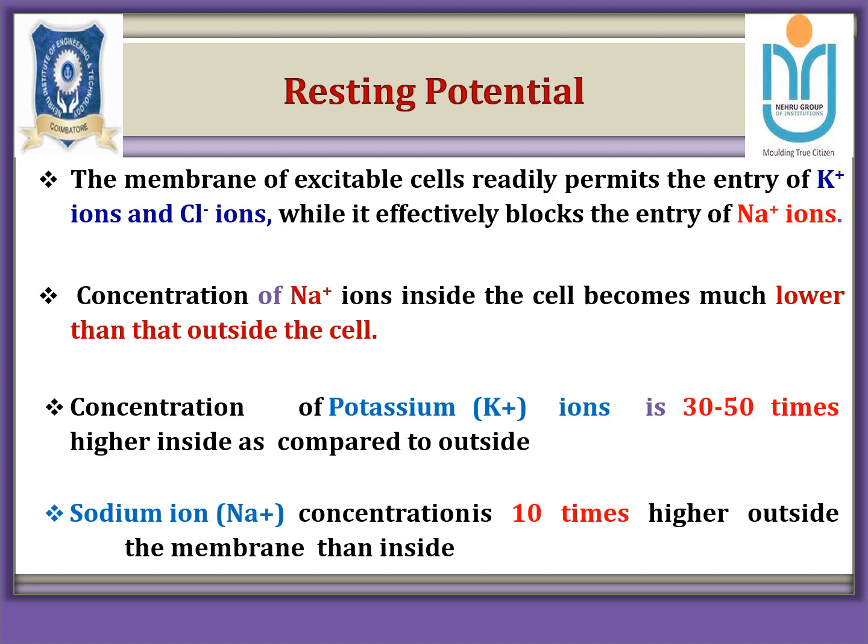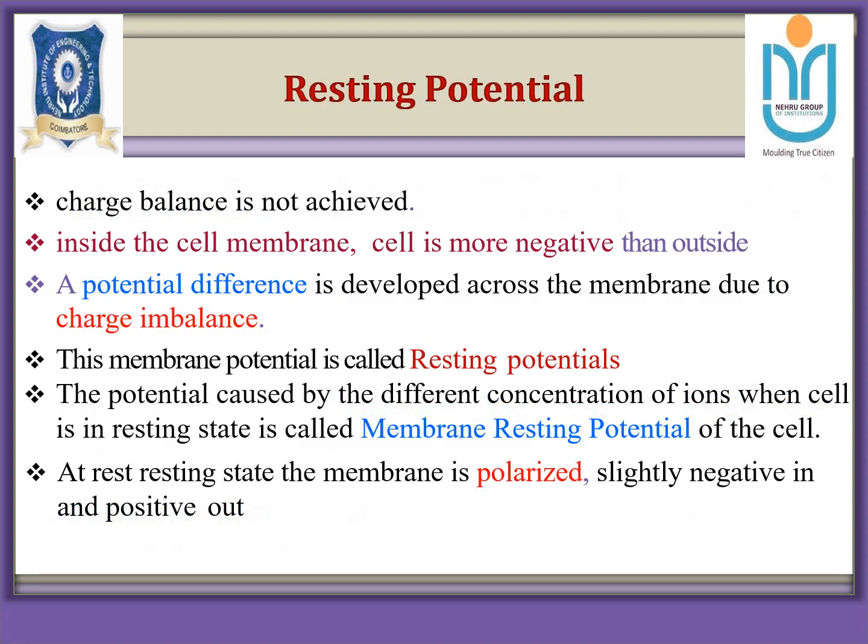So due to this, you will find more potassium and chloride ions inside the cell body and fewer sodium ions inside the cell. Similarly, outside the cell membrane, you will find more sodium ions and fewer potassium ions. The concentration of potassium ions inside the cell is 30 to 50 times higher when compared to outside. Similarly, the concentration of sodium ions outside the cell is 10 times higher when compared to the number of sodium ions inside.